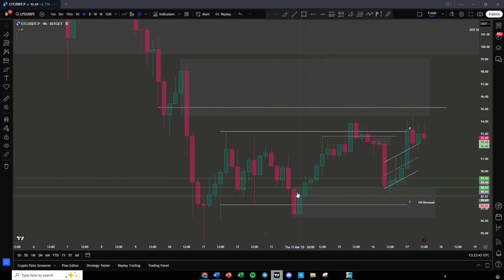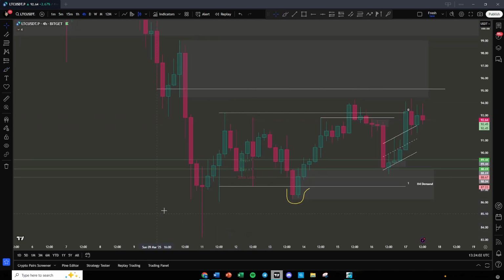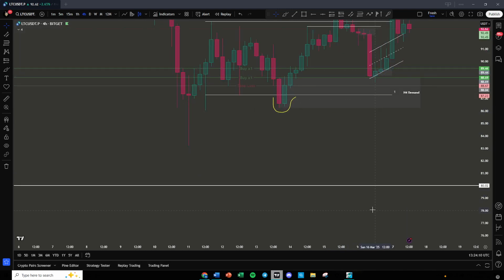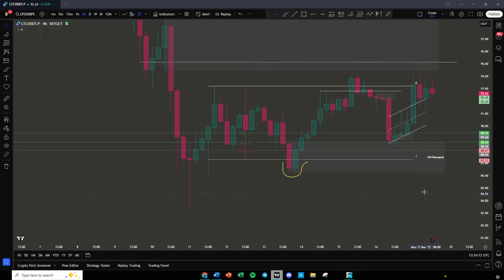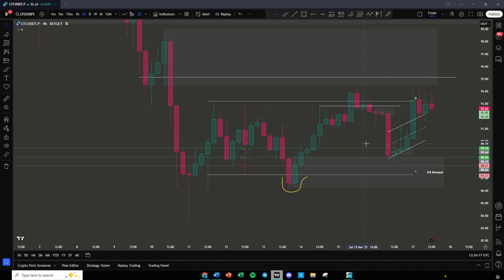For this H4 demand, we got our range here. We've had one deviation here, one deviation here. Once this was set, I knew there was going to be an expansion candle down here. We already have a low, a higher low, and probably another higher low. If we lost this level, we would come all the way back down here. So I didn't mind being wrong.